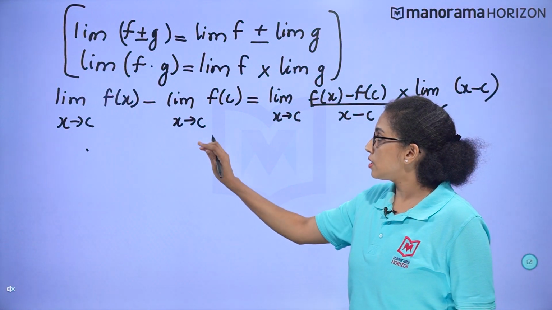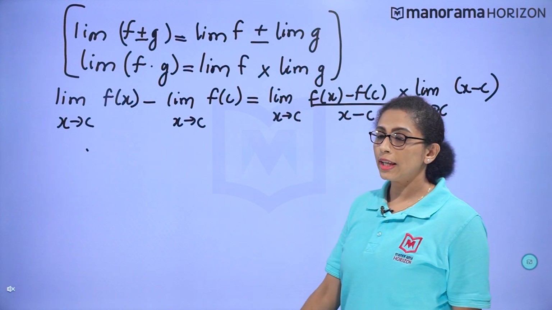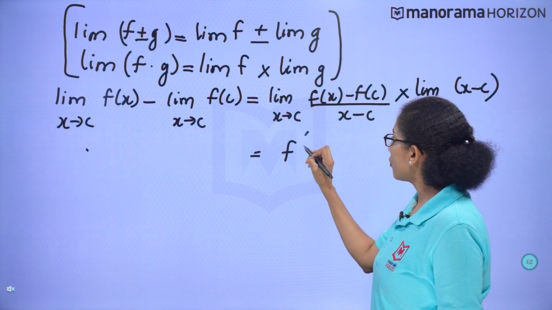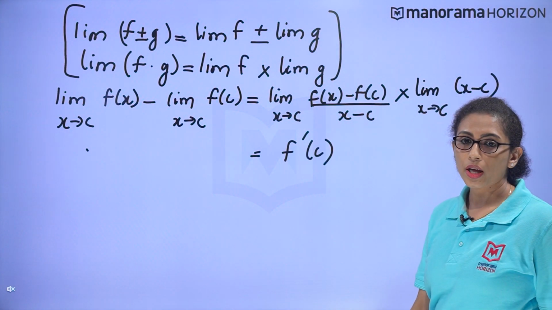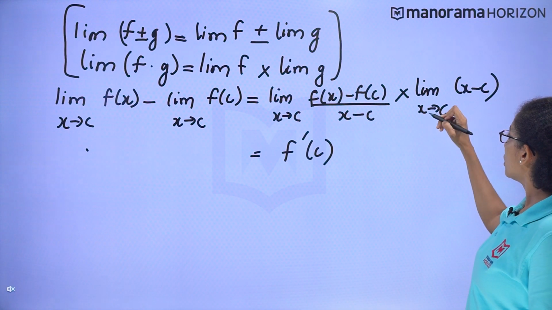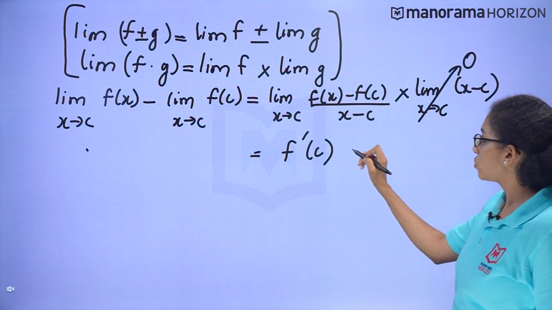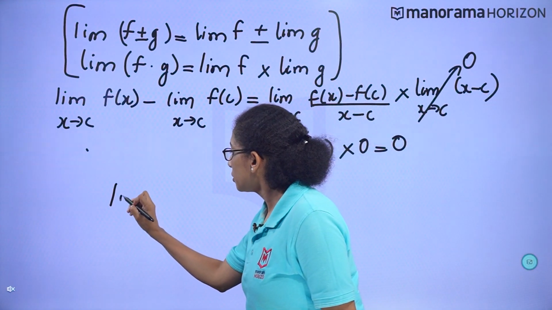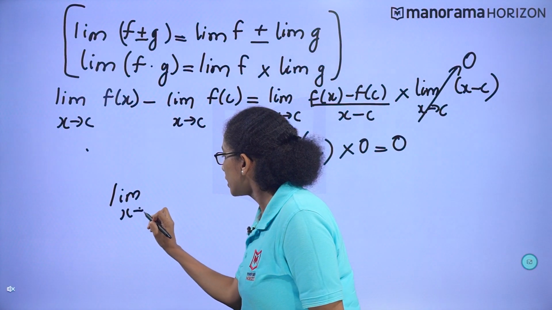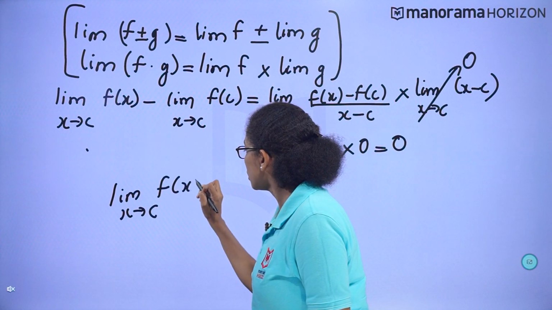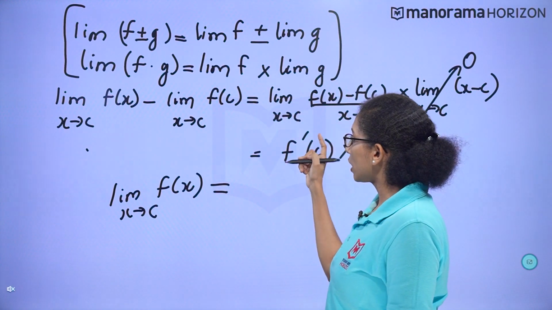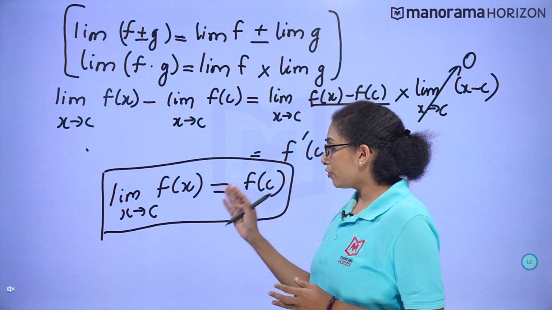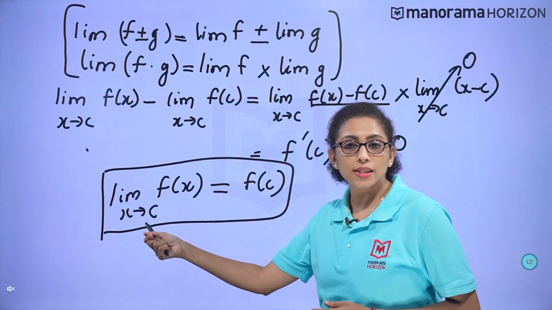So here in the LHS, c is a constant and the first term of the RHS is nothing but f dash of c, and the second term tends to 0. So f dash of c into 0 we get as 0. So limit x tends to c f of x is equal to, bringing this to the other side, f of c. Hence we can say that f is continuous at the point x is equal to c.